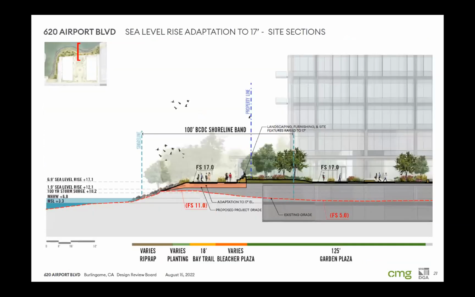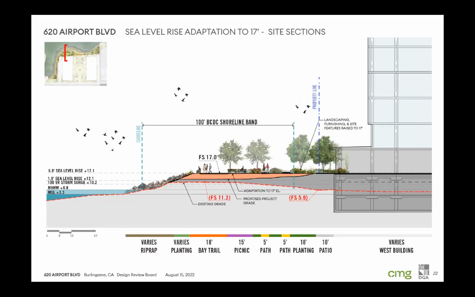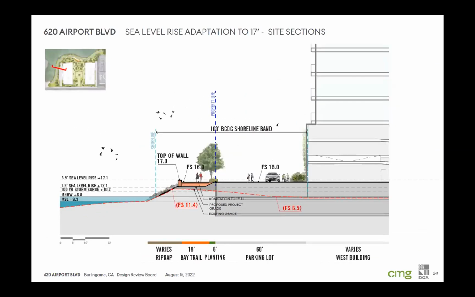The following sections are just updates of the previous sections that show in orange the adaptation measure, where in many cases we can use grade and push the Bay Trail towards the landward side, add a little bit of additional shoreline protection, and then raise up those amenities. And in some cases where we have less space, we will have to propose a seawall for an adaptation measure and raise the top of the wall to 17 feet.